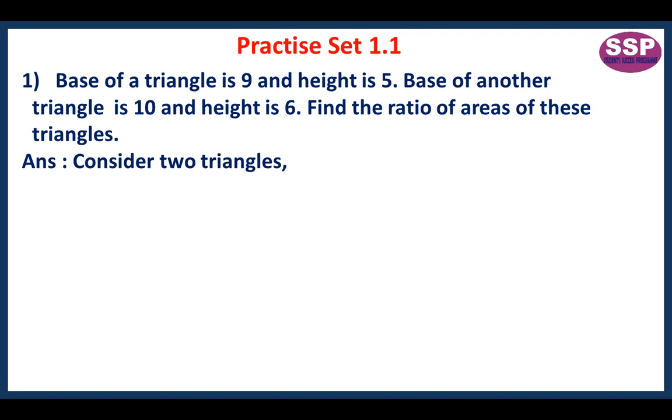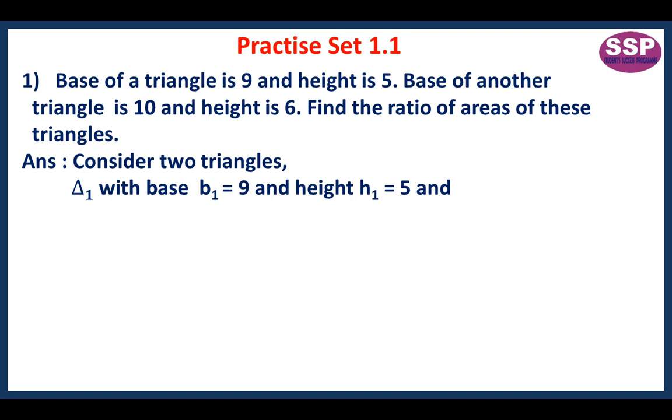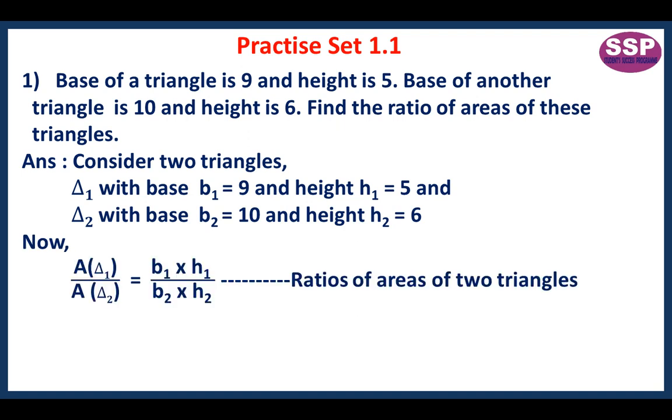Consider two triangles. Triangle 1 with base B1 equal to 9 and height H1 equal to 5, and triangle 2 with base B2 equal to 10 and height H2 equal to 6. Now, ratio of areas of two triangles is equal to ratio of product of their bases and corresponding heights. Now putting the values, we get 9 multiplied by 5 upon 10 multiplied by 6, we get 3 upon 4.